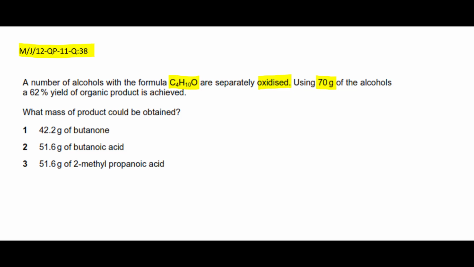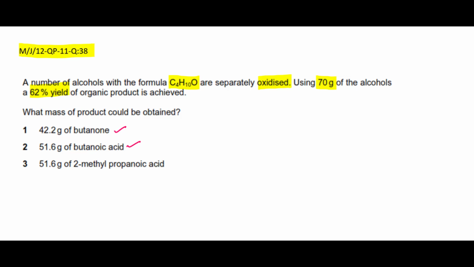So we have 70 grams of the alcohol and we are getting 62% yield, not 100% yield. All right. So what mass of products could be obtained? And they have given us three options, three different masses: 42.2 grams of butanone, 51.6 grams of butanoic acid, and 51.6 grams of 2-methyl propanoic acid.